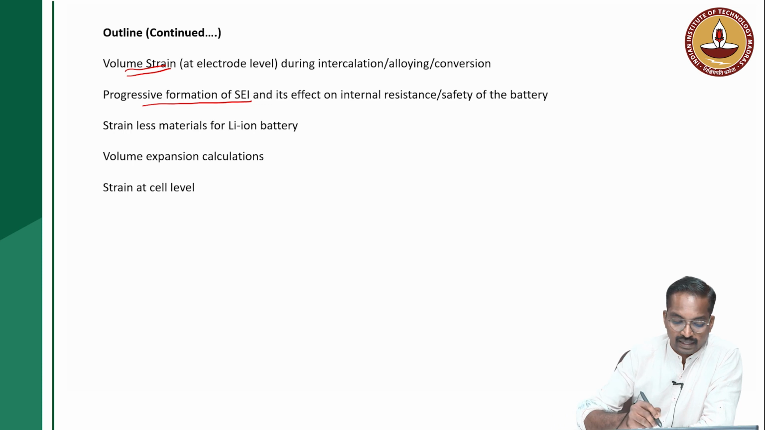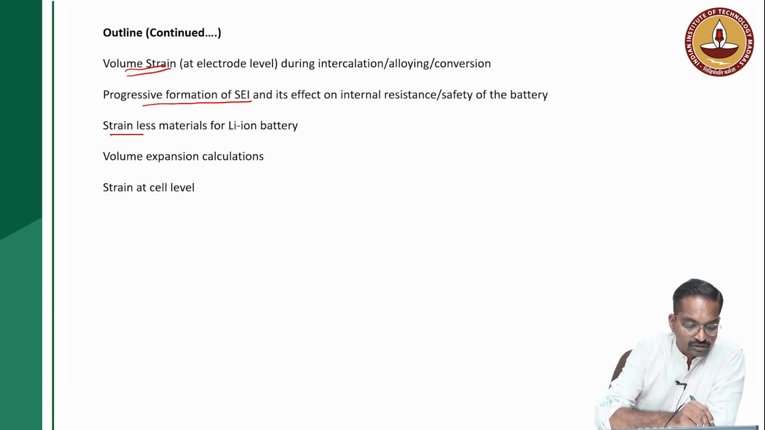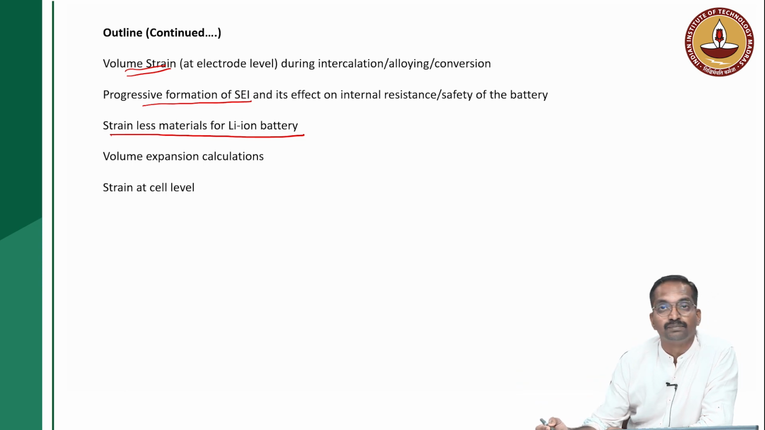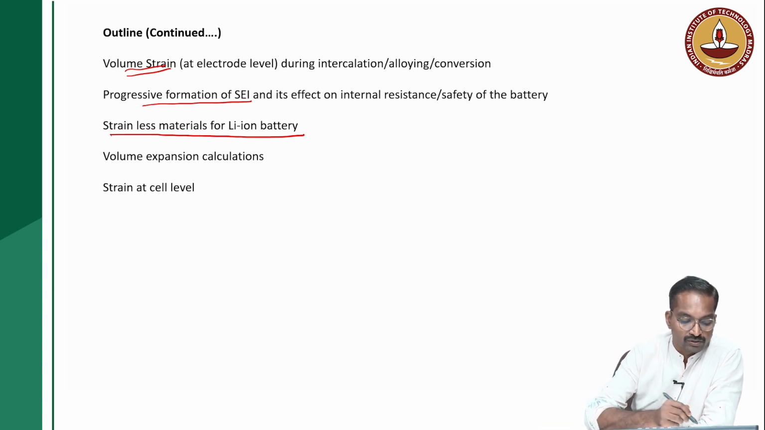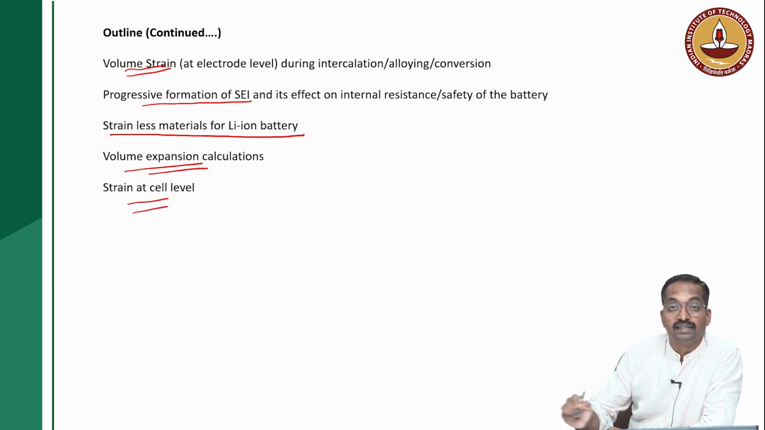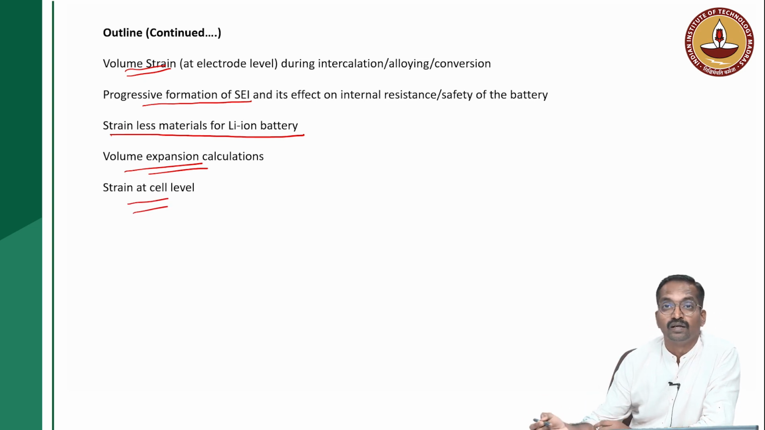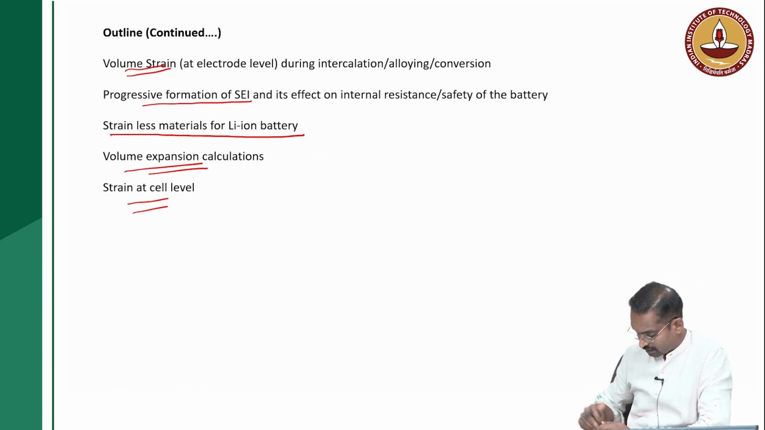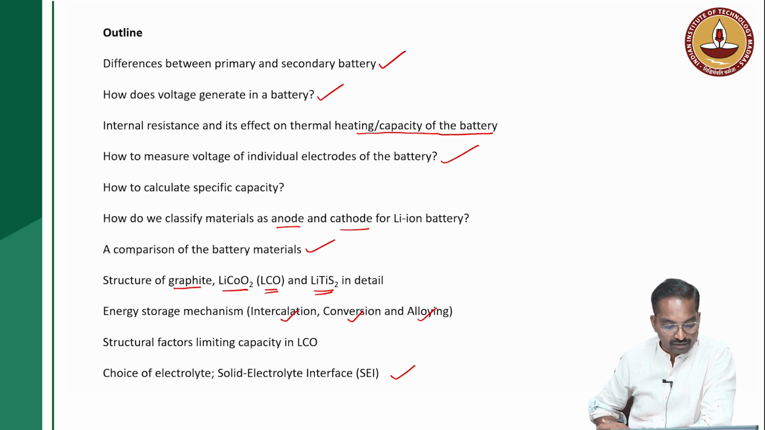Okay. So, I will discuss that, and then I will also introduce a few materials which are called strainless materials, and which will not cause any thermal runaway issues in the battery for a long time. So, we will discuss some of those materials which are suitable for lithium ion battery, and I will also do some volume expansion calculations using materials like graphite. And finally, we will talk about the strain at the cell level, and how they overcome this strain at cell level in order to have a very long cycle life for the battery. So, this is roughly the outline of my talk.